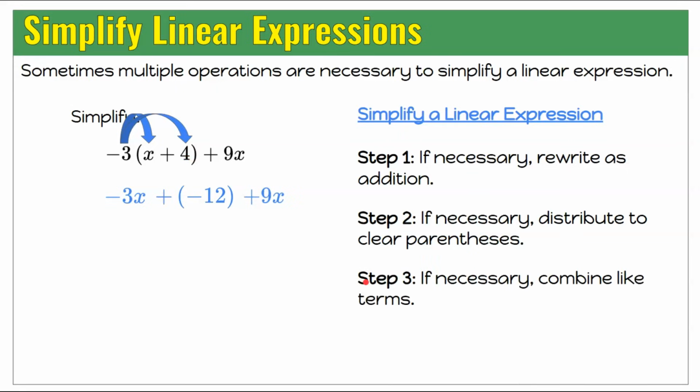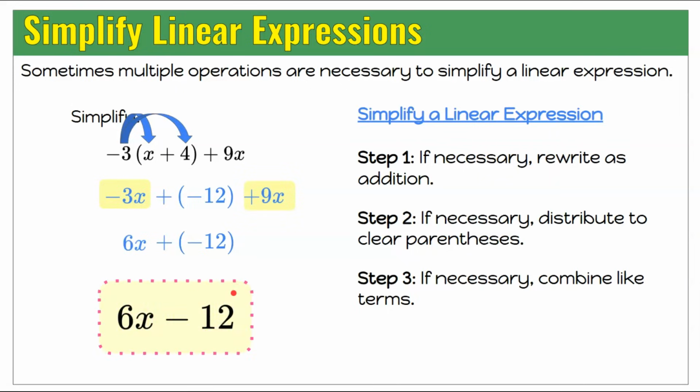Step 3, now that we've cleared the parentheses, is, if necessary, combine like terms. So I look at my expression, I have 3 terms, and I can see that I have 2 like terms, 2 variable terms that can be added. -3x and 9x make +6x. And then I have my add -12, and I know that I can rewrite this as 6x subtract 12, which is equivalent to 6x add -12.